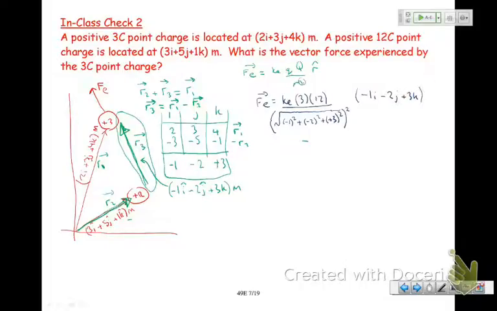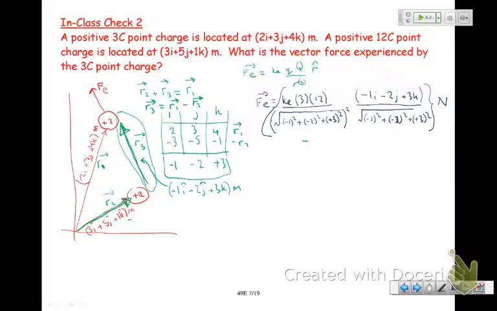Unfortunately, it's too long. I want to normalize it. And the way I normalize it, I divide it by its own magnitude. So we want to divide by minus 1 squared plus minus 2 squared plus 3 squared. And in the question, I would say, write me an expression for, and this would be an acceptable expression. I would put this in newtons.